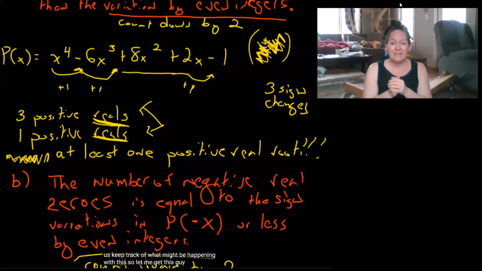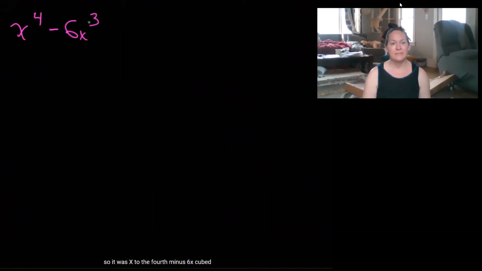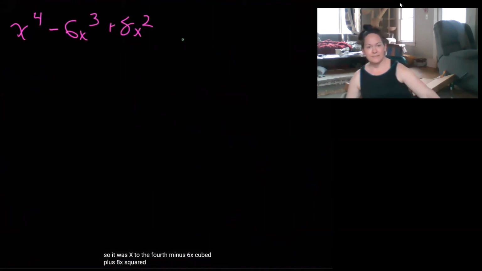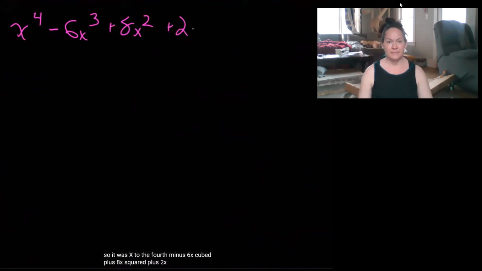So let me get this guy out here as we start looking at it. Where did x cubed go? There we go. So x to the fourth, so it was x to the fourth minus 6x cubed plus 8x squared plus 2x minus 1.